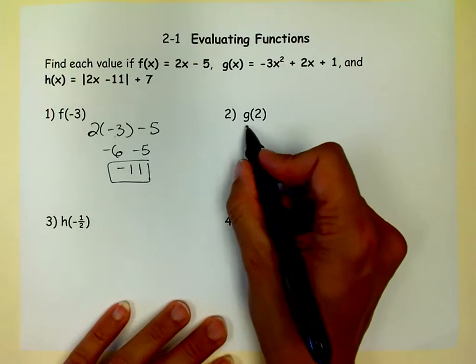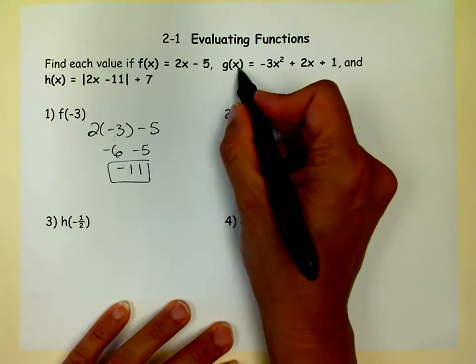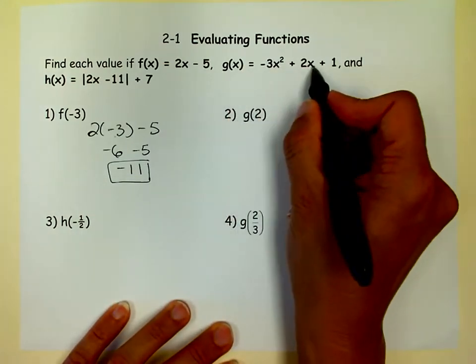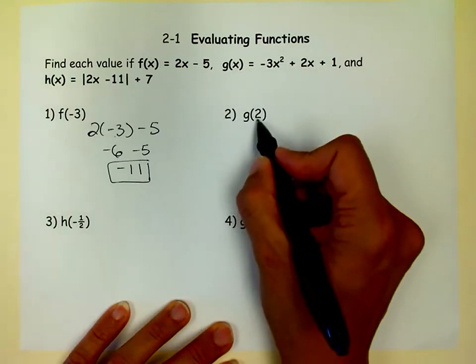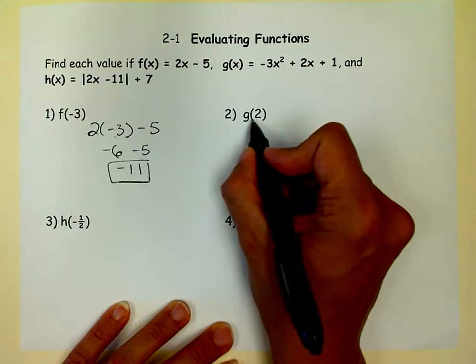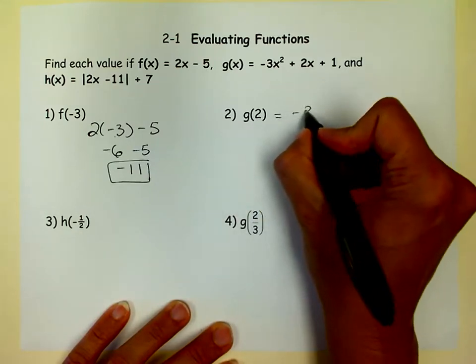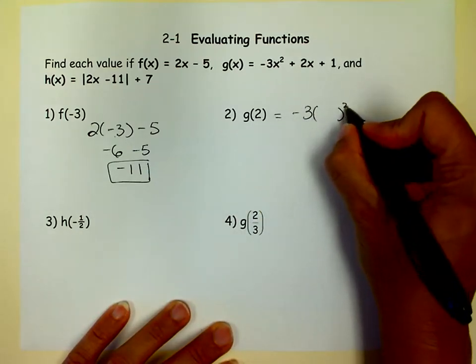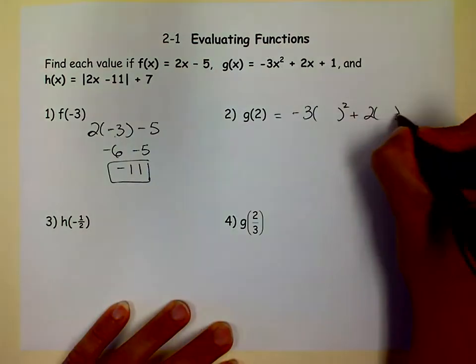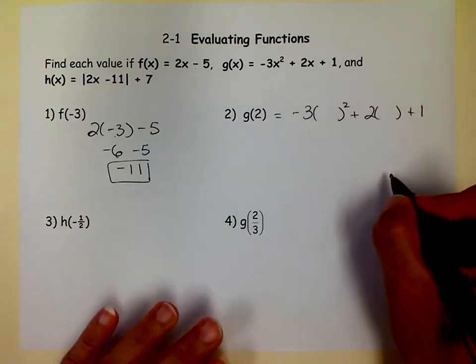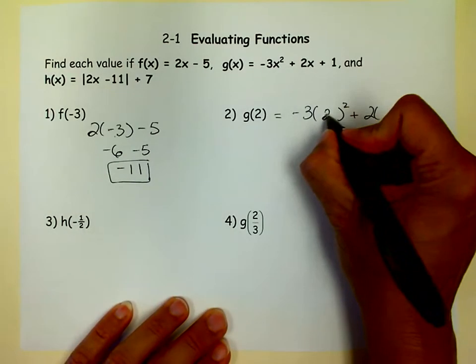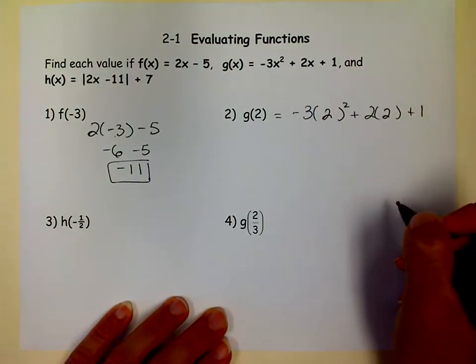So now this one says g of 2. Well, I have to go to g of x. Notice that there are 2 x's in g of x. For every x, I have to replace it with a 2, because now this says g of 2, not g of x. So what I like to do is rewrite the function with just a parenthesis wherever I'm supposed to put the new number. And then I go back in and put in the number. So in this case, it says 2, so I put a 2 there.